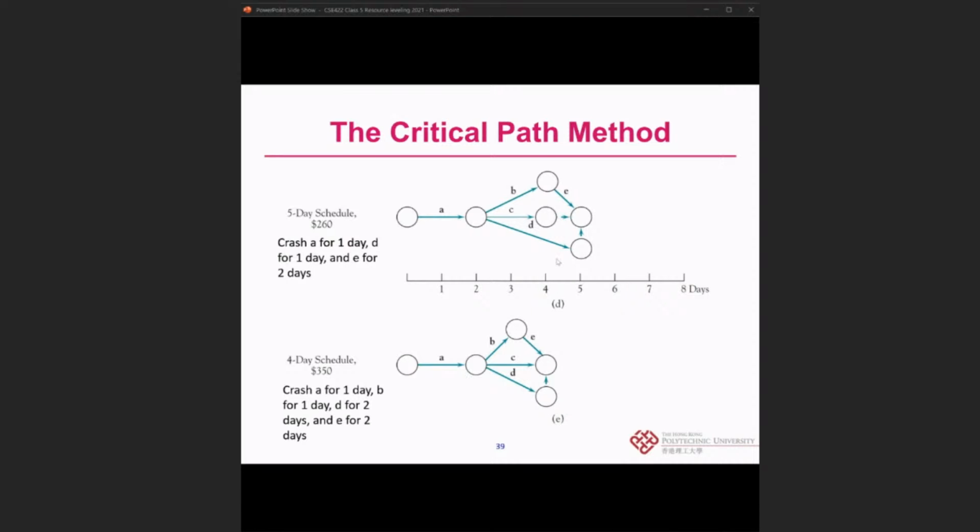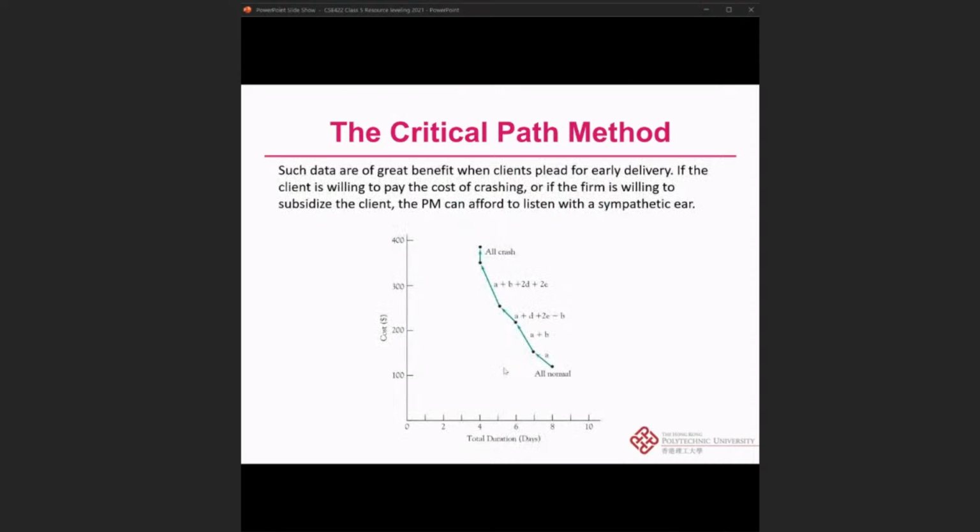And finally, this is the shortest schedule that we can get, which is the 4-day schedule. We crash A for 1 day, B for 1 day, D for 2 days, and E for 2 days. So the total cost will be 350. This is the 4-day schedule.